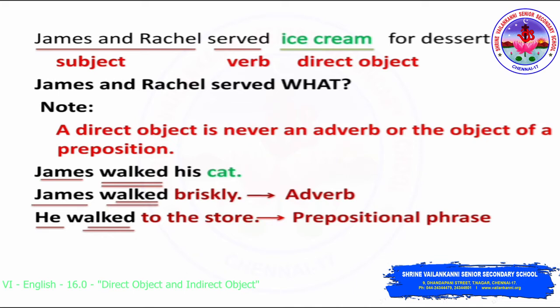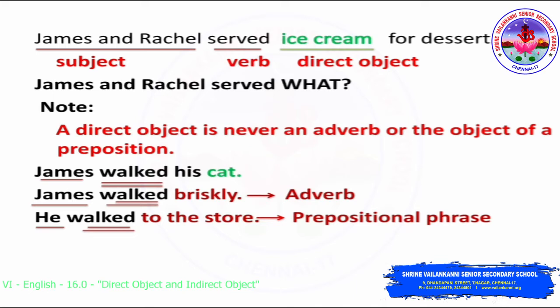Now note, a direct object is never an adverb or the object of a preposition. For example, James walked his cat. So James is again a subject. Walked is the verb. And what did he walk? His cat. James walked briskly. So here briskly is an adverb. It's not a direct object at all.